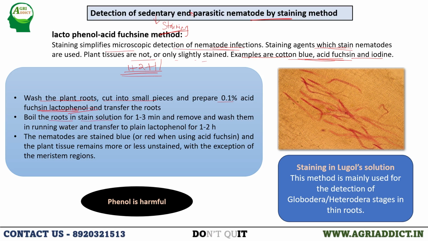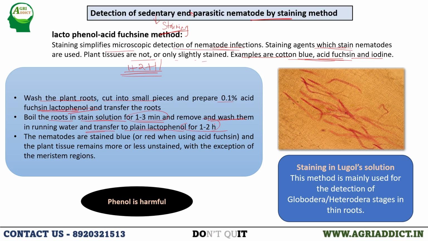Boil the roots in the stain solution for about 1 to 3 minutes. After boiling, remove the roots from the solution and wash them in running water, and then transfer them to plain lactophenol for about 1 to 2 hours.